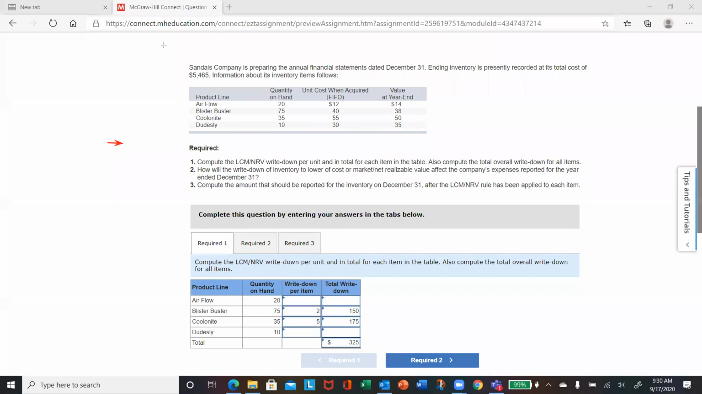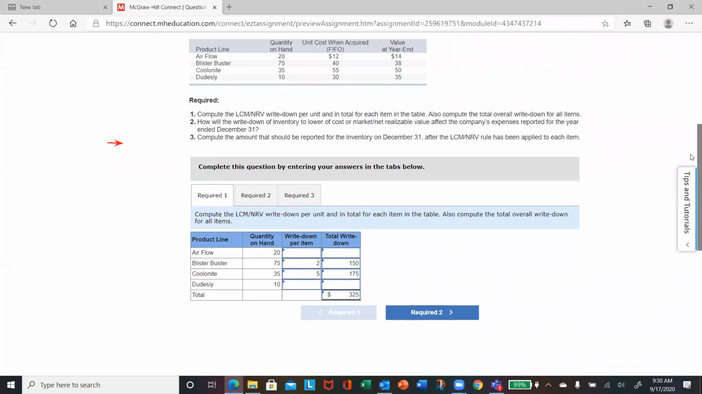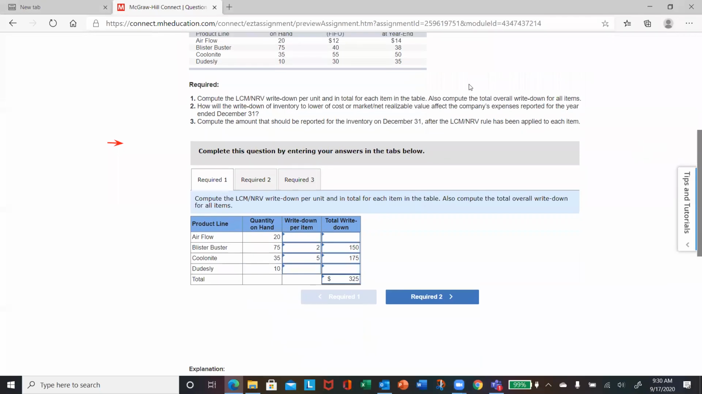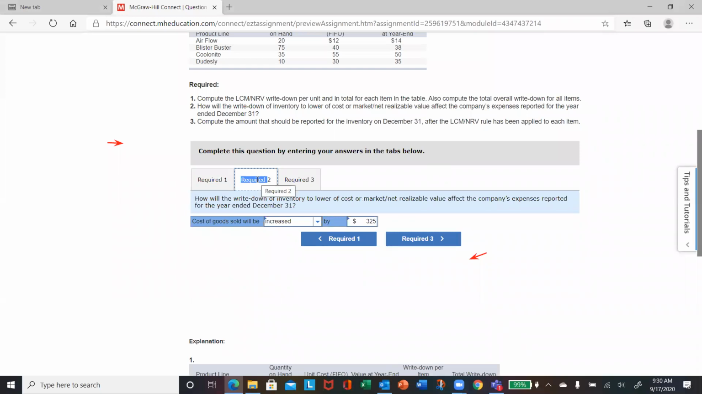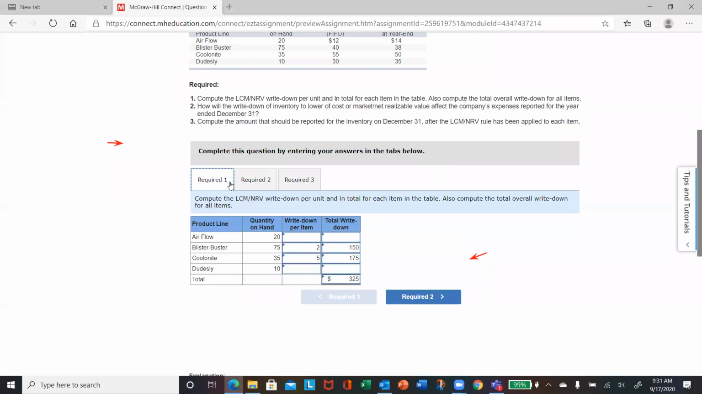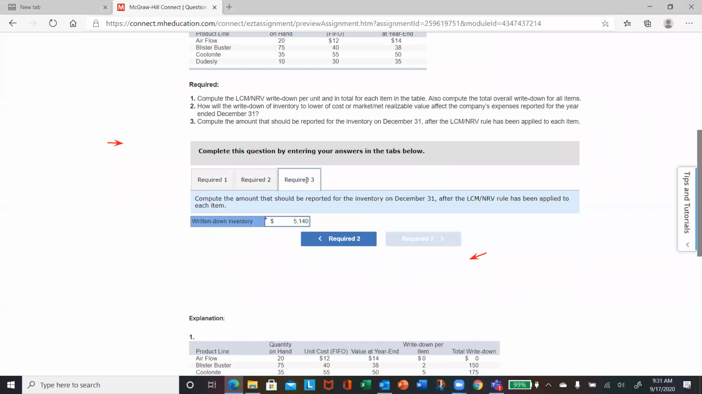So they're showing you in this case, essentially, they're having you line it up. And like I just told you, the only 2 that you have to write down are these 2, which is there's the difference times the quantity. So the total write down would be 325. And then they just tell you how much you're going to be increasing cost of goods sold, which essentially is by that amount of write down.